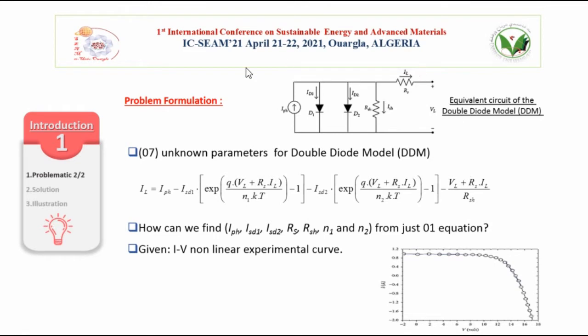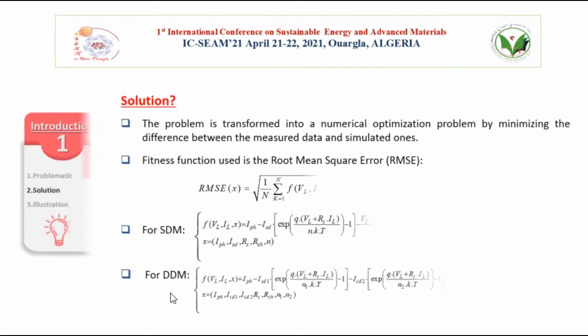We can represent the photovoltaic model by a two diode model as well, called the double diode model. In this double diode model, we have 7 unknown parameters, which are represented mathematically with this equation. And for the second time, how can we find these 7 unknown parameters from only one equation? The only thing that we have is the nonlinear experimental IV curve.